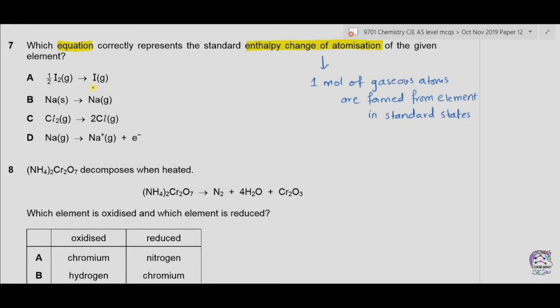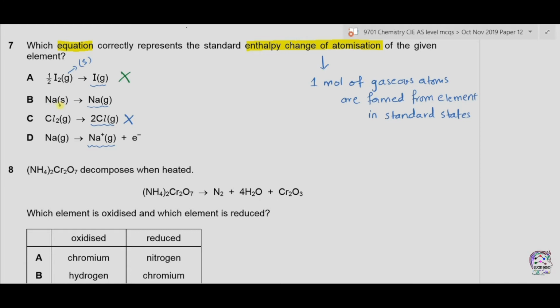Now we can see in A we have 1 mole of product, in B we have 1 mole of product, in C we have 2 moles, so therefore C is incorrect. In D we have 1 mole of ionic product. In A we have iodine, which is in gaseous state. Now iodine is normally in solid state, it is not gaseous, so A is incorrect.